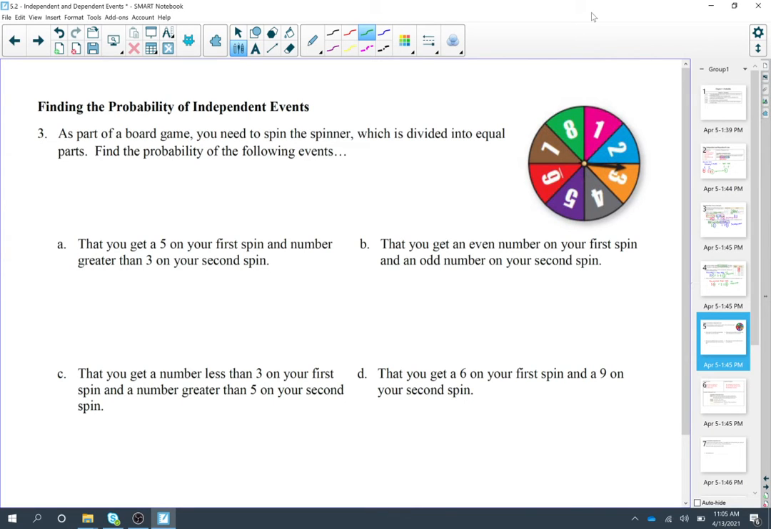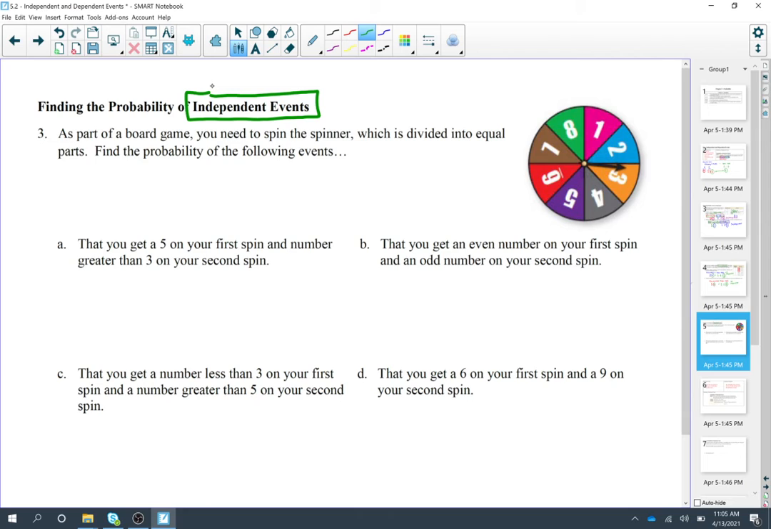Example 3, finding the probability of independent events. As part of a board game, you need to spin the spinner, which is divided into equal parts. Find the probability of the following events. Letter A, that you get a 5 on your first spin and a number greater than 3 on your second spin. Now, these are independent events.